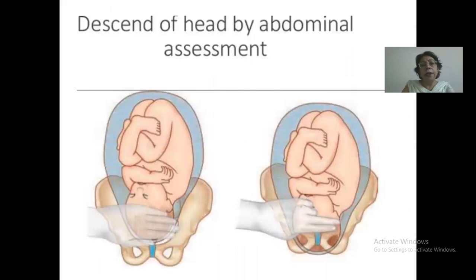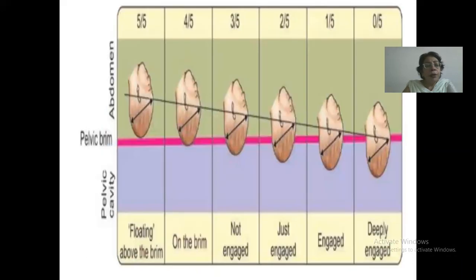Now, descent of the head by abdominal assessment. So you do a 5-finger method to know the descent of the head. Can you see? In the first diagram, you can place the 5 fingers above the symphysis pubis in the midline, and you can feel the head. And in the other one, you can just put 2 fingers above. So this is how you correlate it.